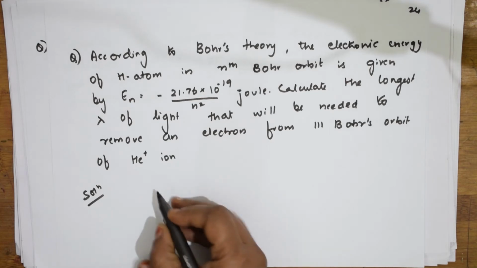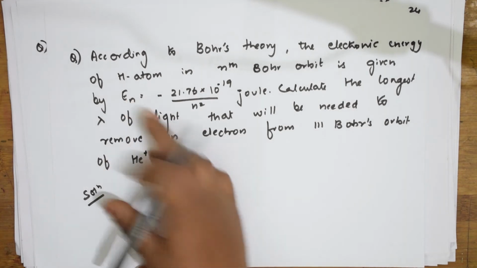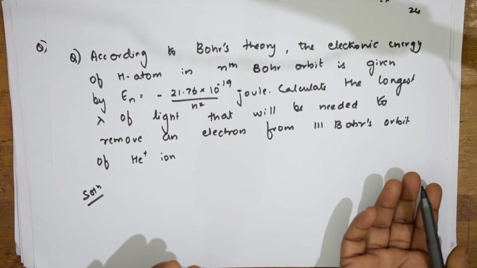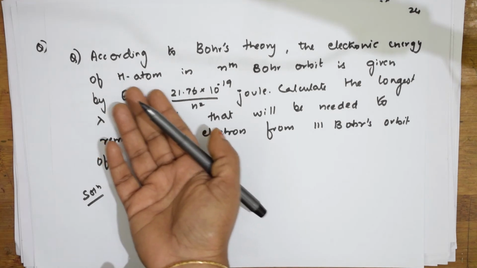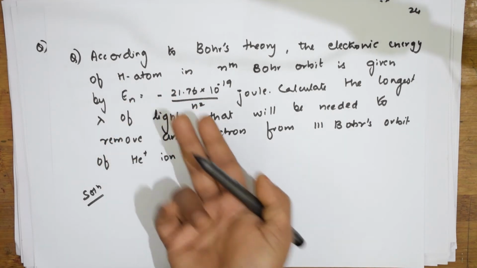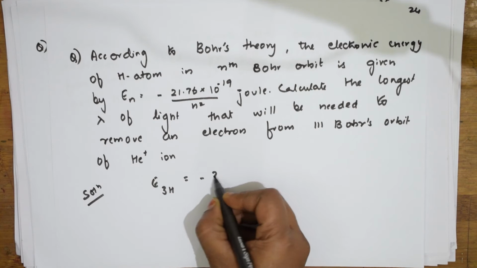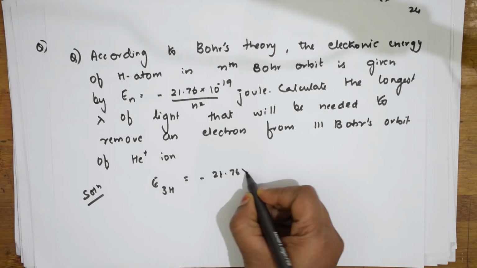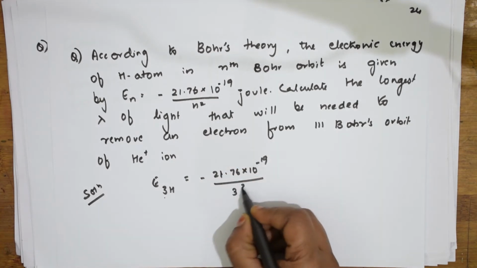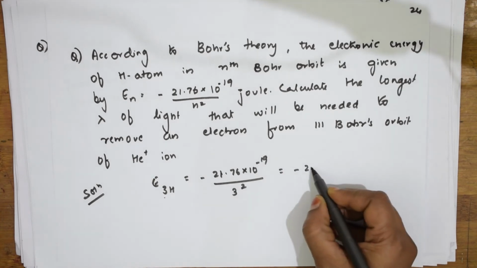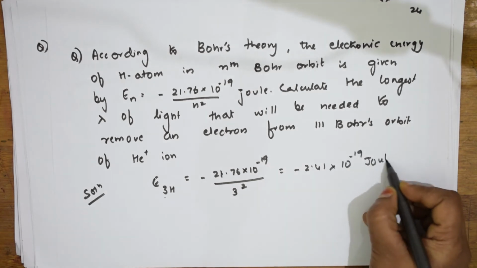Fine. So let's write. So according to this formula, now En is what for the hydrogen. First of all, I am comparing the longest wavelength needed to remove an electron from the third Bohr orbit of helium. I need to compare. So instead of that, see here, this is the formula according to hydrogen, but I need to compare with helium. So what formula will I write? E3H is equal to minus 21.76 into 10 raised power of minus 19 by n square, what is n? 3, isn't it? So 3 square. When I solve this, I get an answer of 2.41 into 10 raised power of minus 19 joule. Okay, this is the thing.